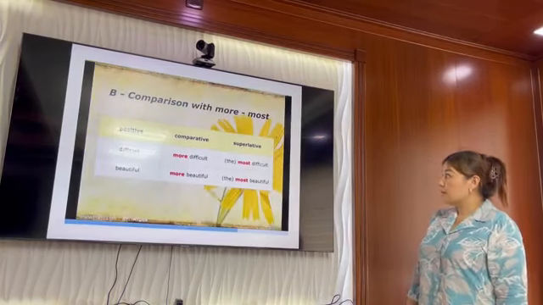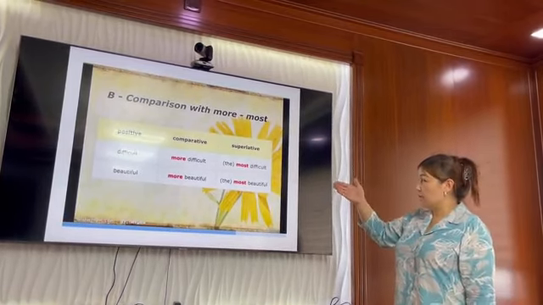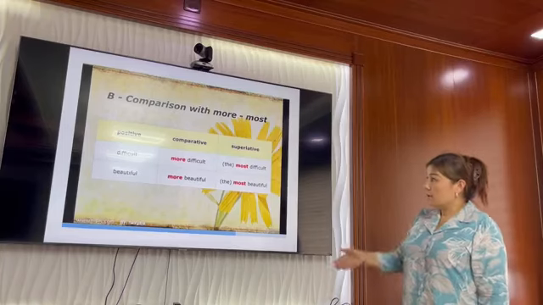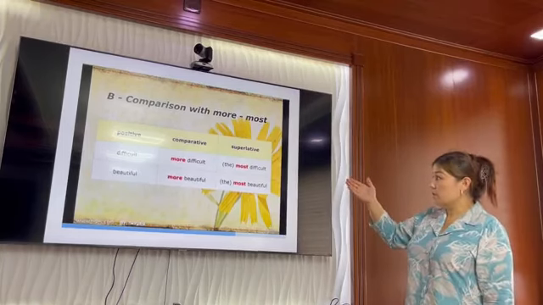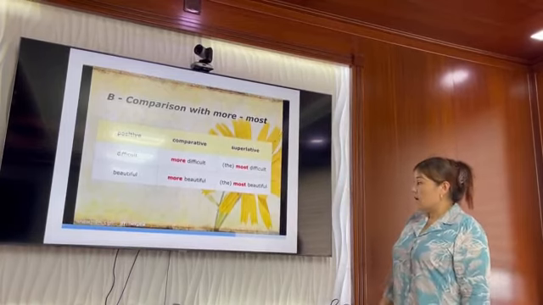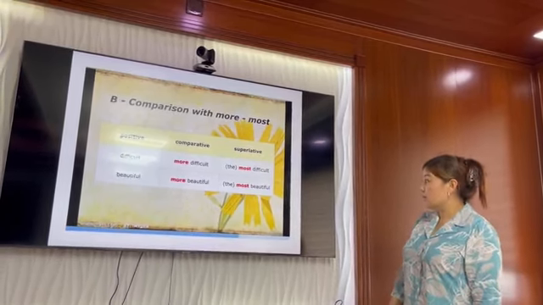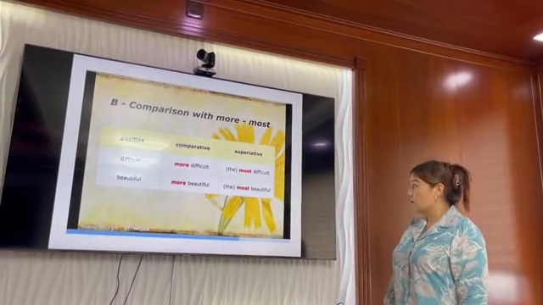And comparison with more or most. We have also positive, comparative, and superlative. For example, positive difficult, comparative more difficult, superlative the most difficult; positive beautiful, comparative more beautiful, superlative the most beautiful.